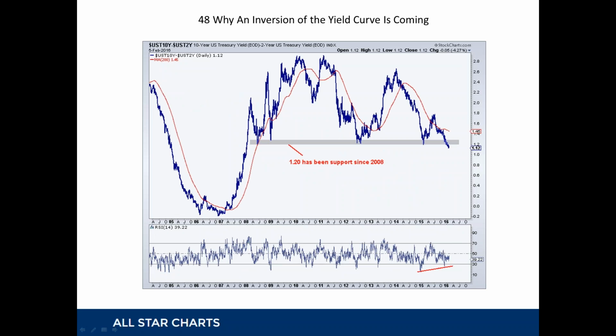So I think an inversion of the yield curve is coming. You guys that follow me for a long time know that this is nothing new. I've been talking about this for some time. We expected that a break of 1.2 was coming eventually. Let me just rewind a second. This is the United States Treasury 10-year yield minus the United States Treasury 2-year yield. So 10s minus 2s. And as we're seeing, that curve is flattening.